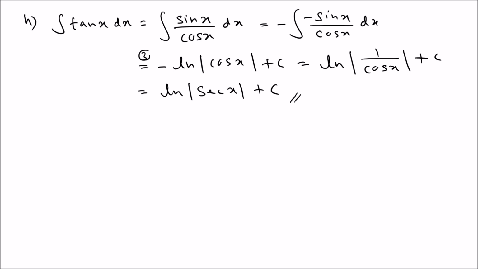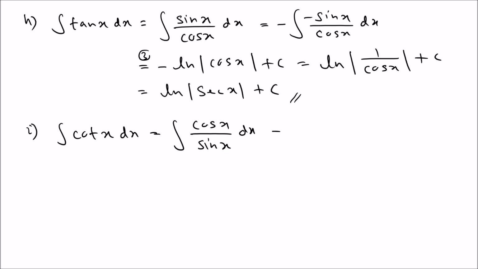Similarly, we can do cotangent x. The same thing, cotangent means cosine x over sine x. But the interesting part here is that the top is already the derivative. So this is simply ln sine x. You don't want to do any other simplifications or modifications. It's much faster.